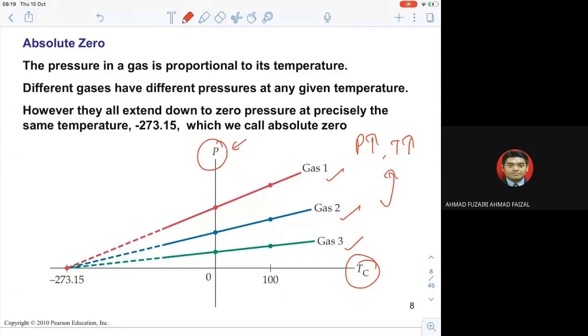But in order to get to know the absolute zero, we want to know what absolute zero is. So we will try to extrapolate. This is the part where we call it extrapolation.